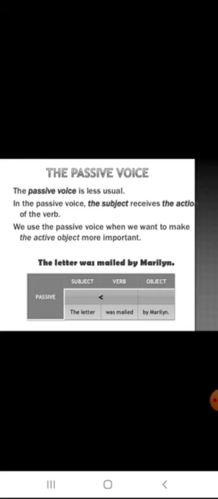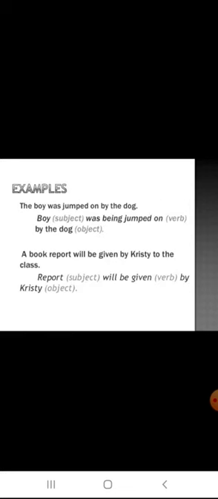Let me explain through an example. The letter was mailed by Merlin. Here the subject is the letter, the verb is was mailed, and the object is by Merlin. The boy was jumped on by the dog. Boy is the subject, was jumped on is the verb, by the dog is the object. A book report will be given by Christy to the class. Report is the subject, will be given is the verb, by Christy is the object.